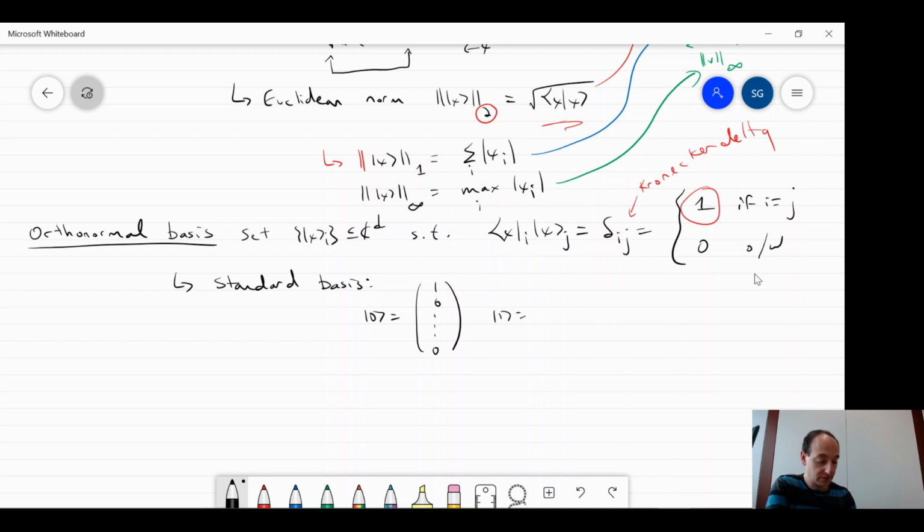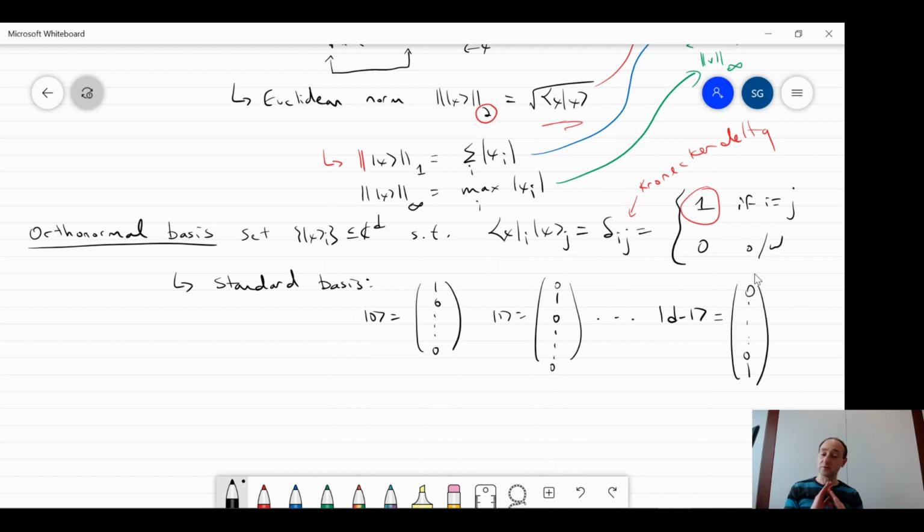1 is the second one. All right, so you just kind of keep moving the 1 down in the vector. And the very last one is labeled d minus 1 because we started counting at 0. This is the standard basis, right? It's the most basic thing you could write down. Okay, so we'll see the standard basis over and over.